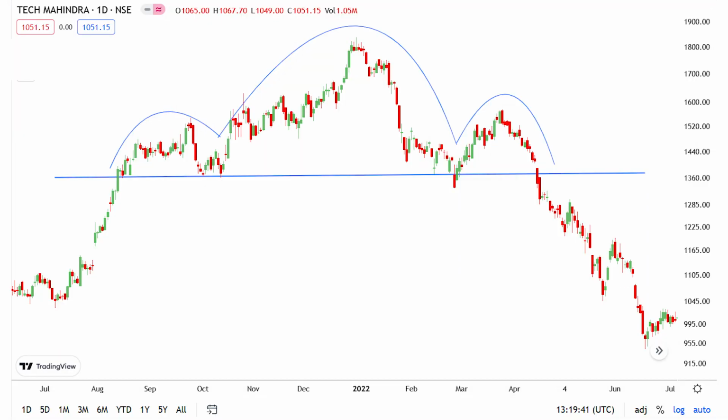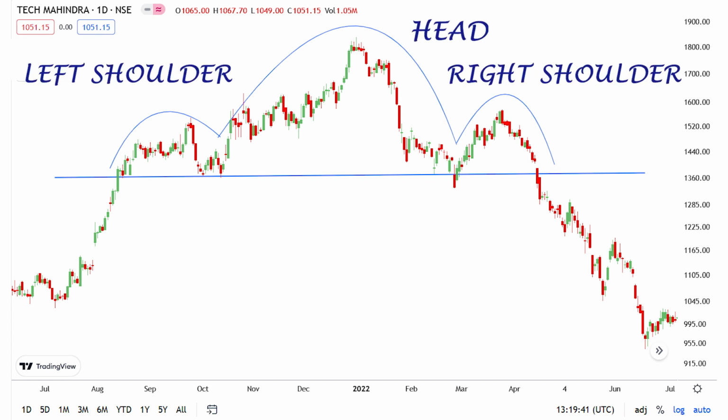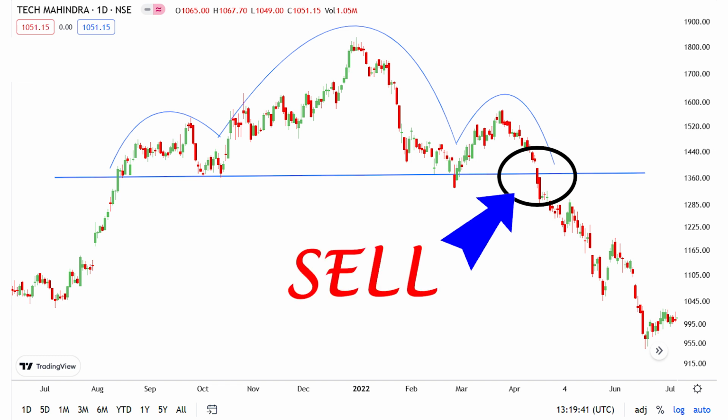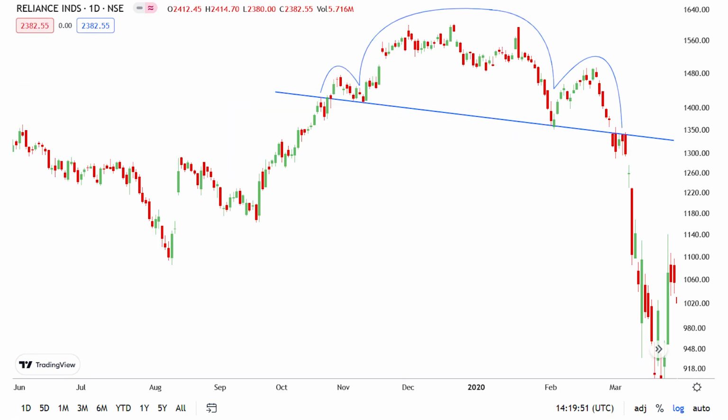This is a chart of Tech Mahindra. And here you can clearly see the formation of head and shoulder pattern. This is the left shoulder, a head and a right shoulder. And when you connect the two lows, then you get a neckline. And on the right side, when the price breaks the neckline, then it's time to book your profit and sell your stocks. Now let's see another real chart example of head and shoulder pattern.